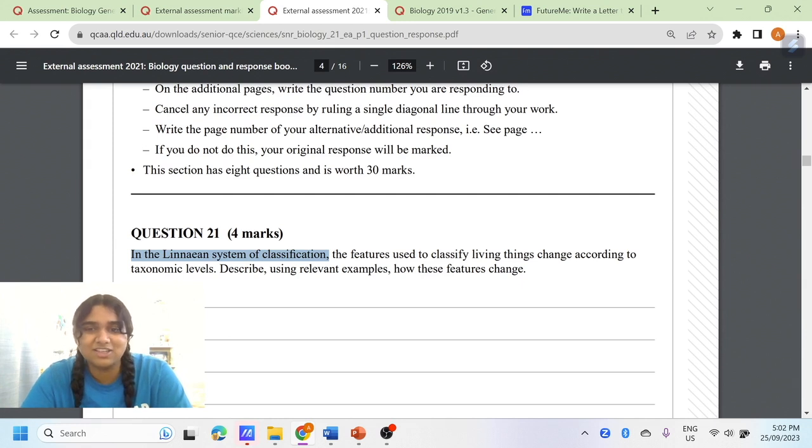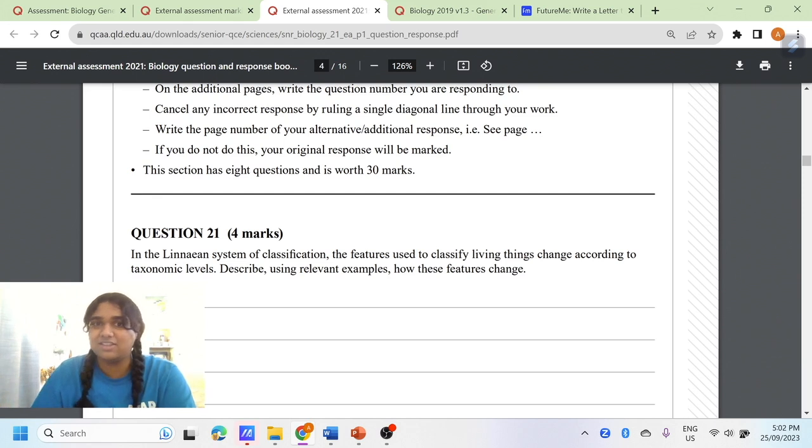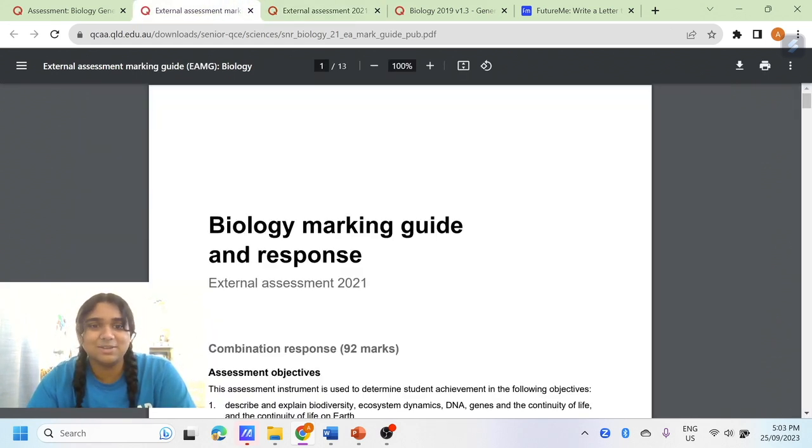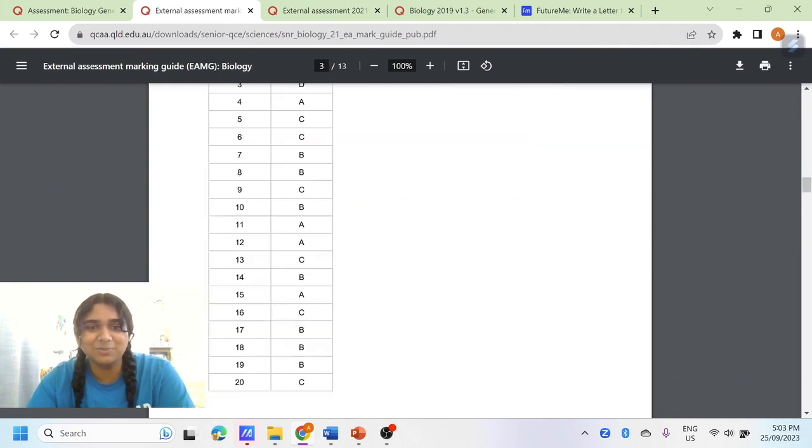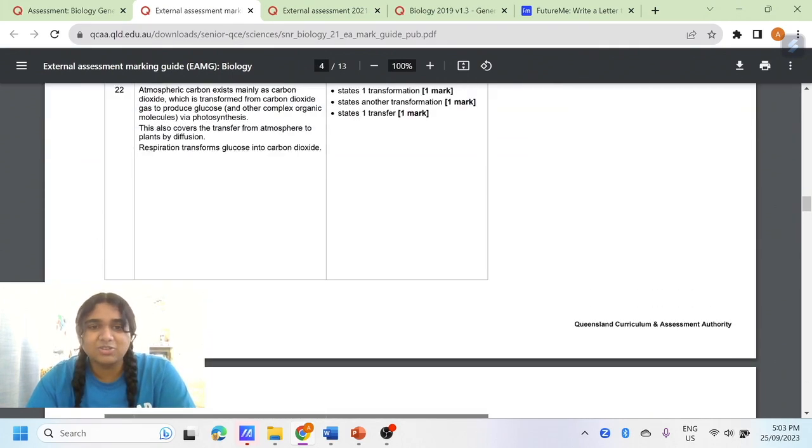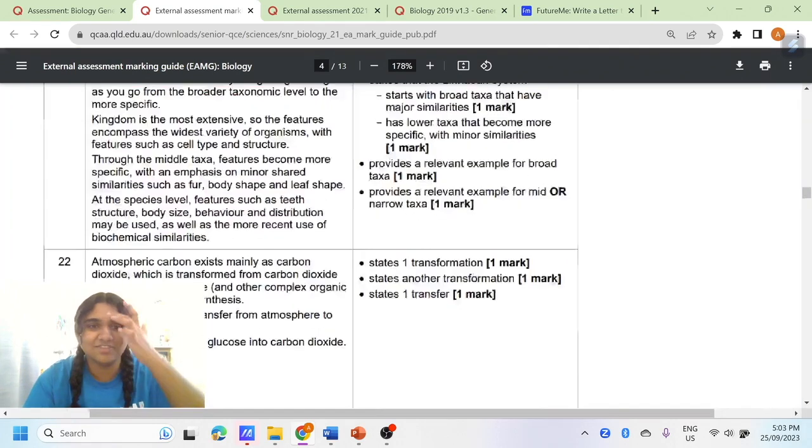The features used to classify living things change according to taxonomic levels. Describe, using relevant examples, how these features change. And this is a really, really interesting one because I remember discussing this as soon as the exam was finished. Some people literally talked about evolution, so over time, how these things changed. When we looked at the marking guides for these, it was actually asking you to describe how they change in the system of classification itself.